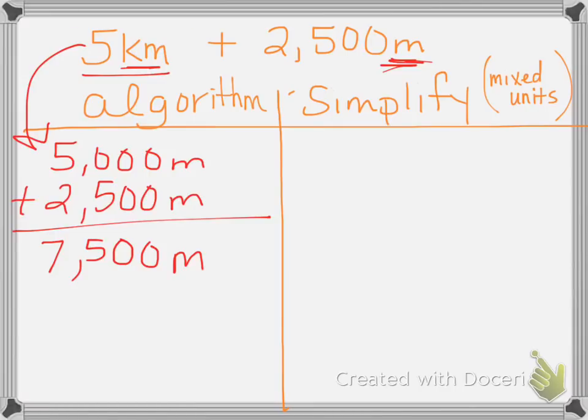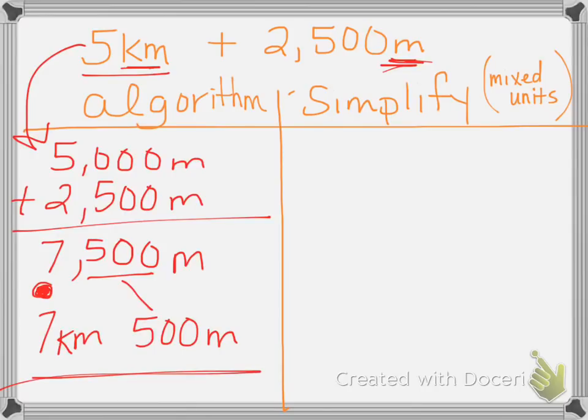Now, if you look at this, I know that there's 1,000 meters in a kilometer, so I can convert that 7 right to 7 kilometers, and my 500 stays meters. You have to have 1,000 meters at least to make a kilometer. And I had 7,000, but 500 isn't enough to make another kilometer. So I know my answer is going to be 7 kilometers, 500 meters, or if I keep it in my smaller unit, if I keep it in meters, I get 7,500 meters.